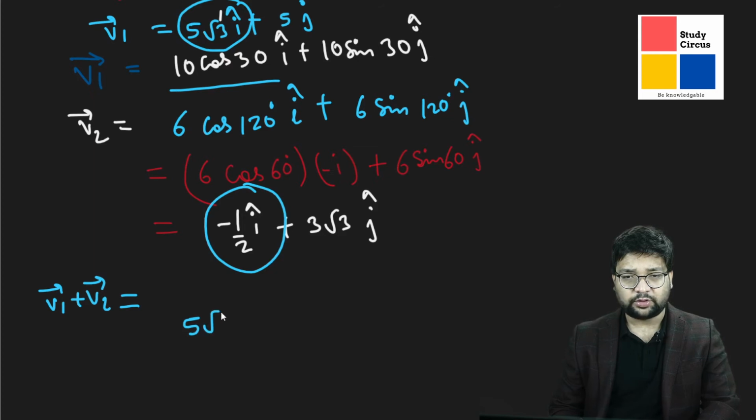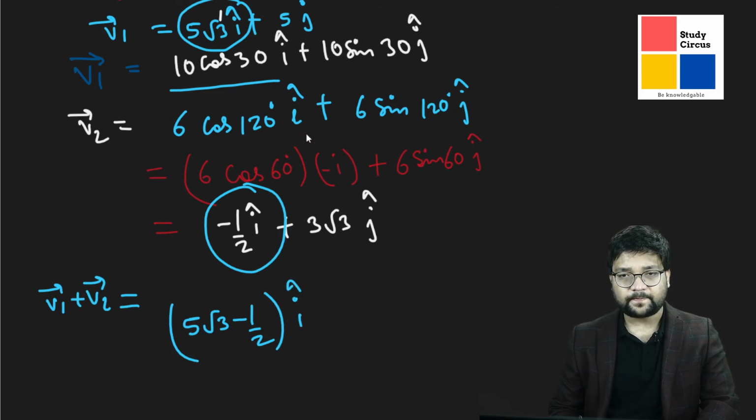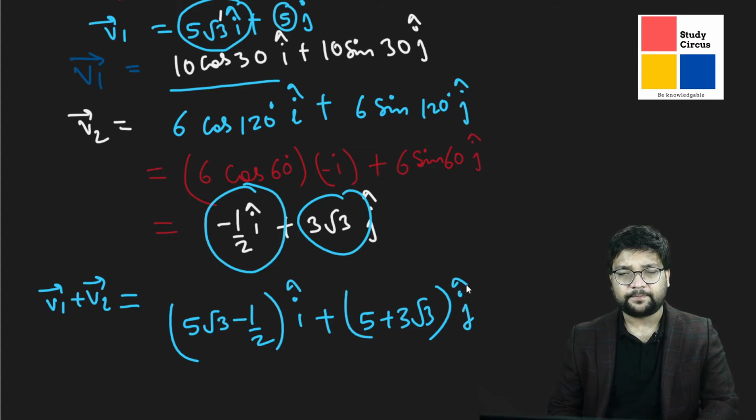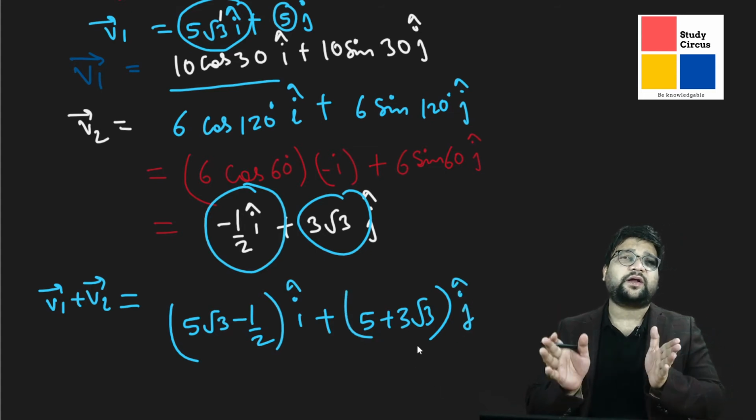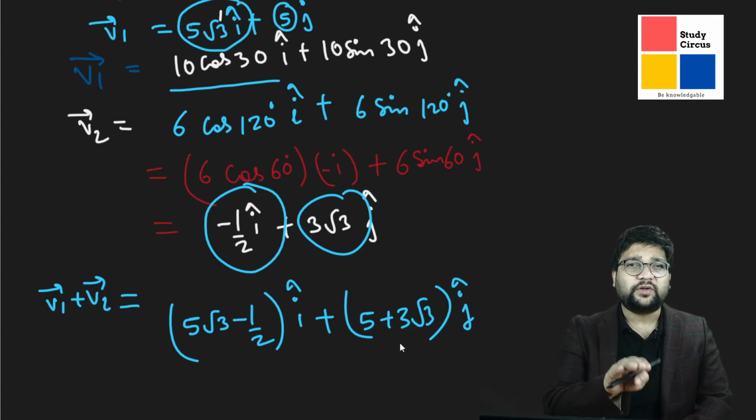5 root 3 from vector v1 and minus half this much i cap, and here it is plus 5 and this is 3 root 3. So plus 5 plus 3 root 3 j cap. Okay, so now this is a vector. Okay, this is a vector v1 plus v2.